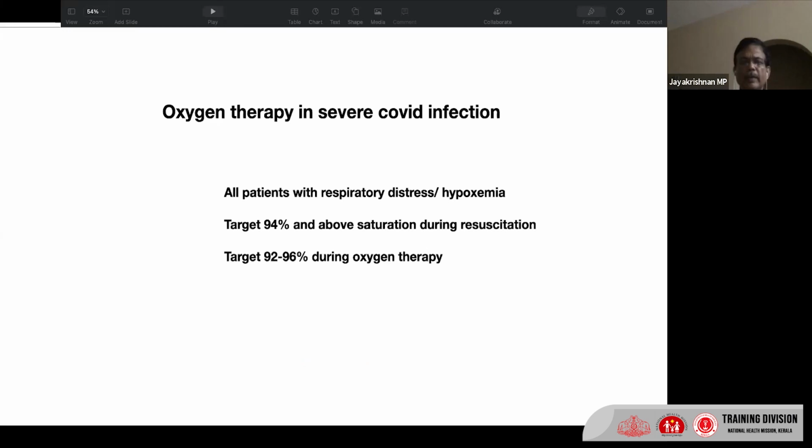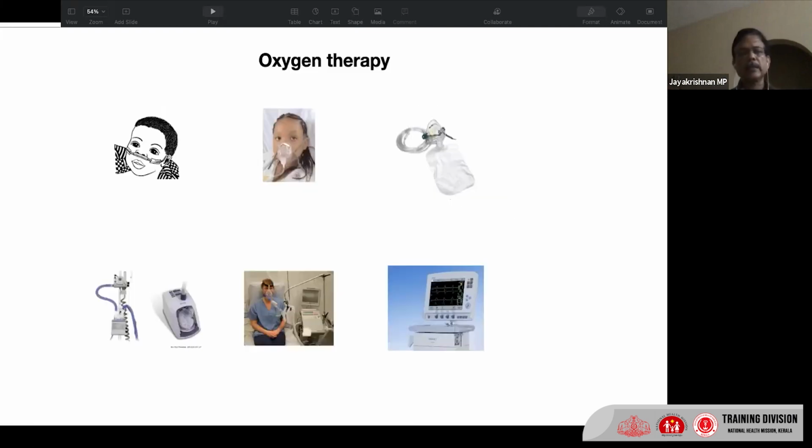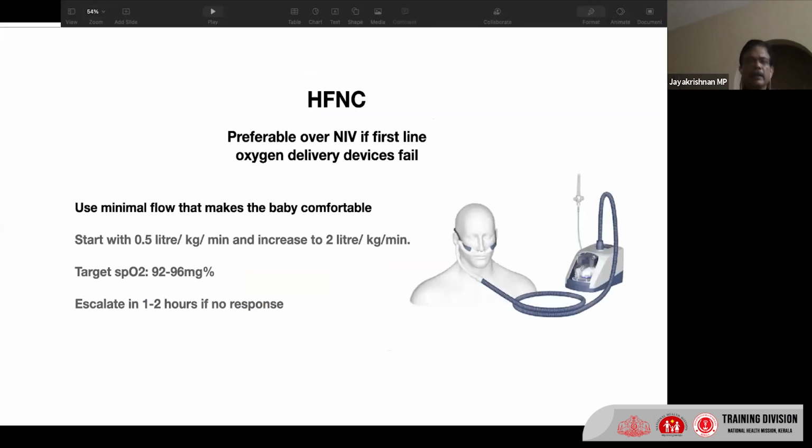Oxygen therapy: all patients with respiratory distress or hypoxemia require oxygen, and your target is 94% and above saturation during resuscitation. You need to keep it above 94%. When you start the child on oxygen, you keep it between 92 and 96% saturation. This is how you escalate your oxygen therapy: from a nasal cannula to a Hudson mask to a non-rebreathing mask, and use high flow nasal cannula, and NIV if it is available, or finally the conventional ventilator. HFNC in COVID is preferable over NIV if first line oxygen delivery devices fail.